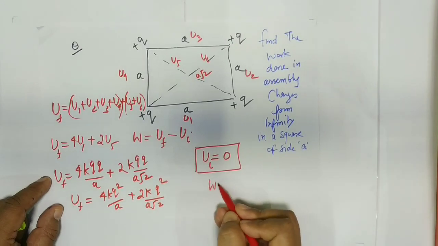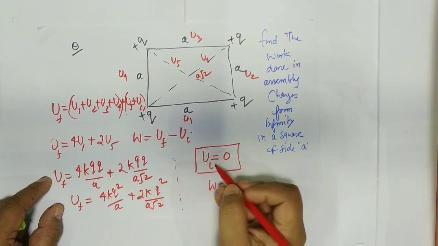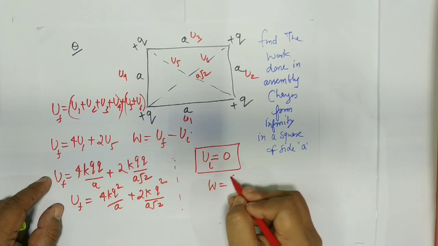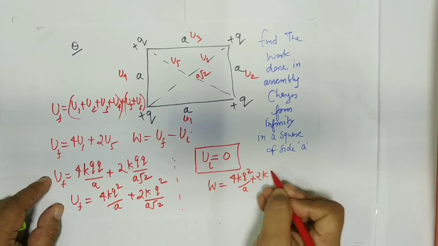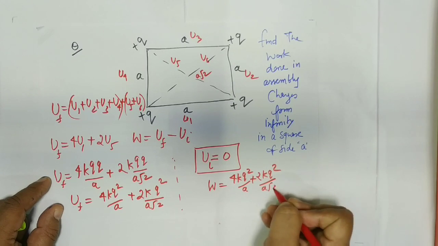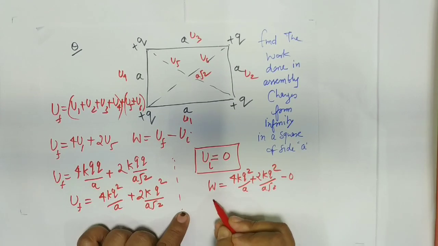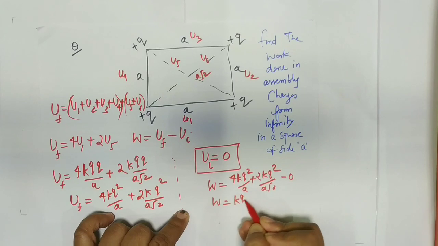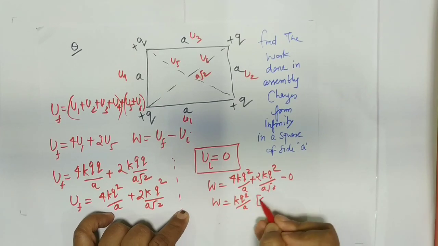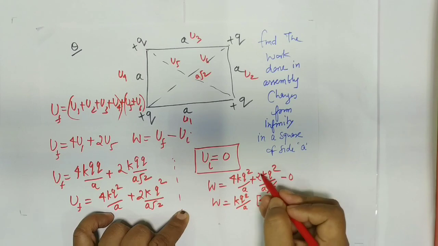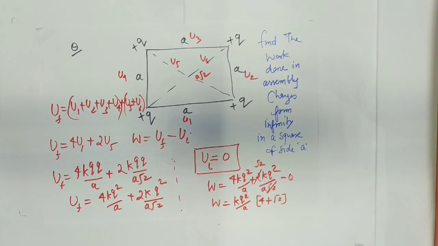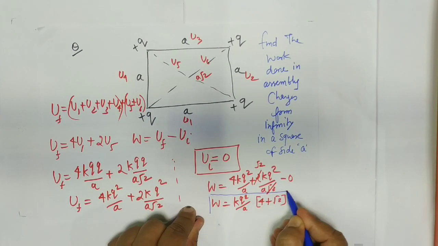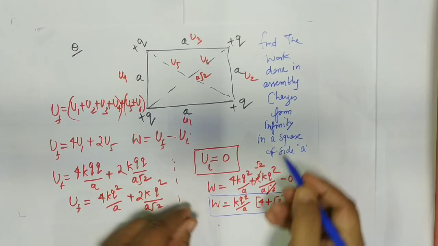So what is the work done? If you see, final potential energy is 4kq square by a plus 2kq square by a root 2 minus 0. So we can write it like this: kq square by a will be common, and in the bracket it will be 4 plus 2 by root 2, so 4 plus root 2. This is the answer for the work done in taking the charges from infinity to a square.